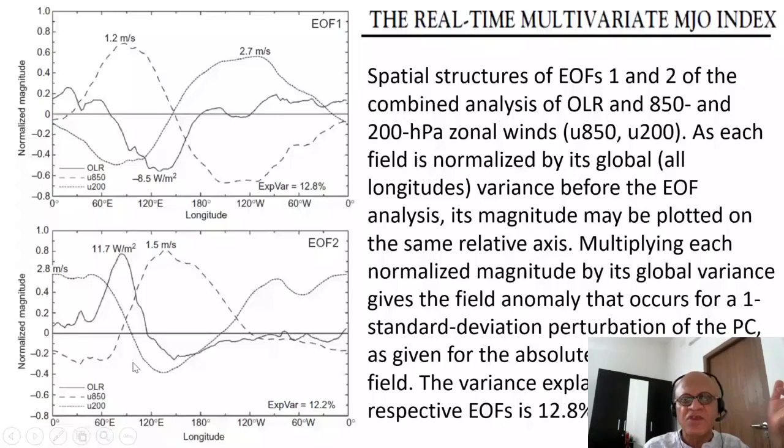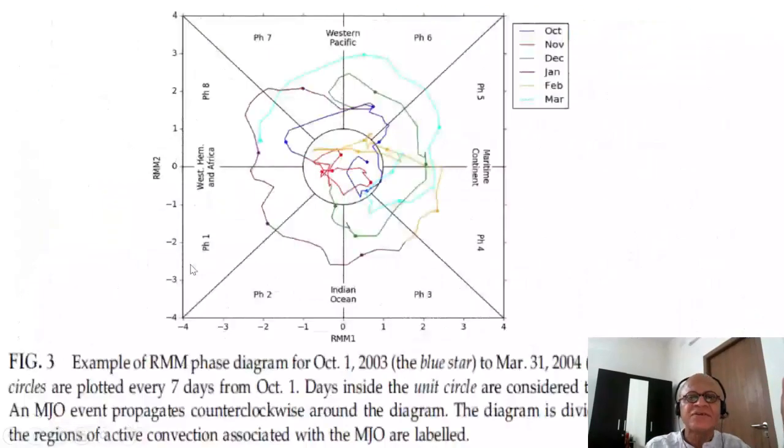So it's typically the way EOFs are constructed, they are orthogonal to each other. And you have again winds that correspond to that. So you have essentially a way to explain the strength and the speed of propagation using these RMM1 and RMM2, and they are projected into this phase space here, with phase 1 being in the western hemisphere and Africa, phase 2 being in the western Indian Ocean, eastern Indian Ocean, phase 4 is getting into the maritime continent, phase 5 transitioning into the West Pacific, 7 and 8 into the East Pacific and back into the western hemisphere.